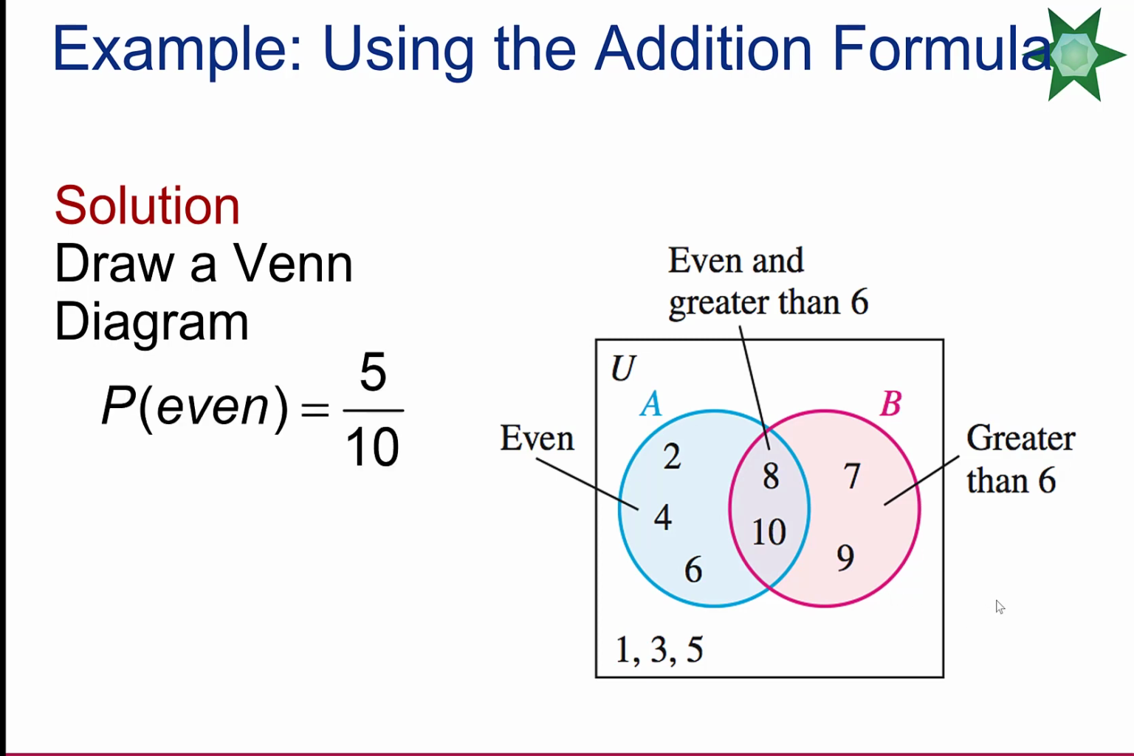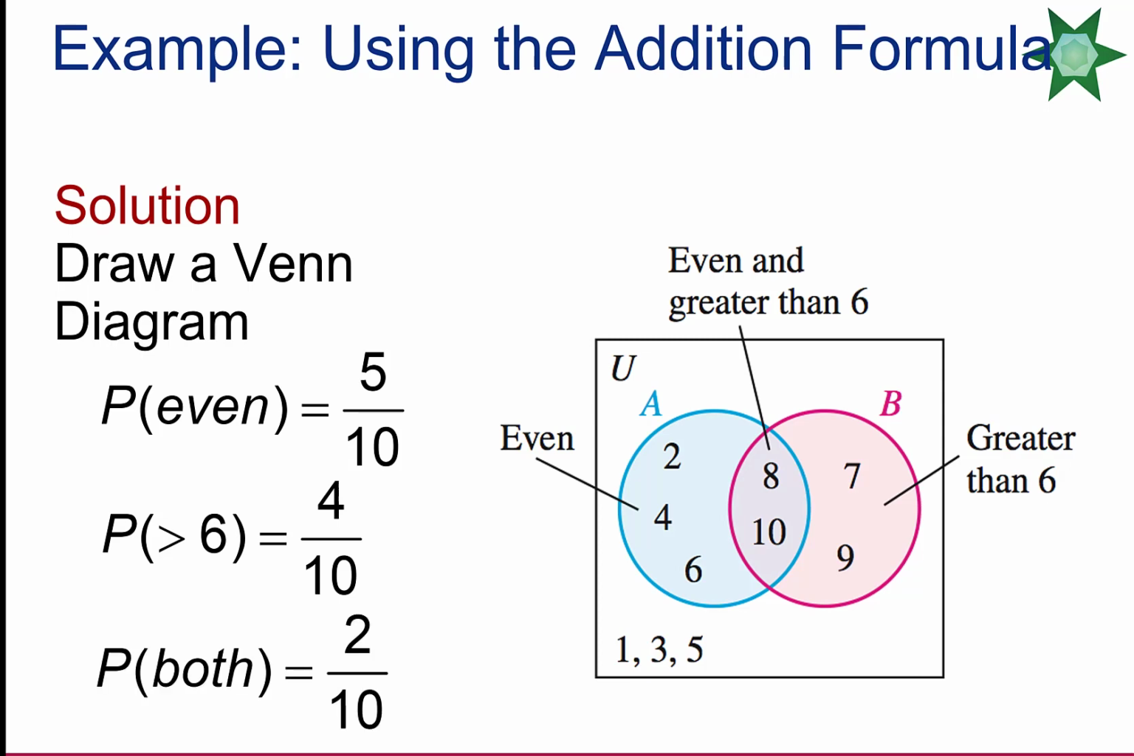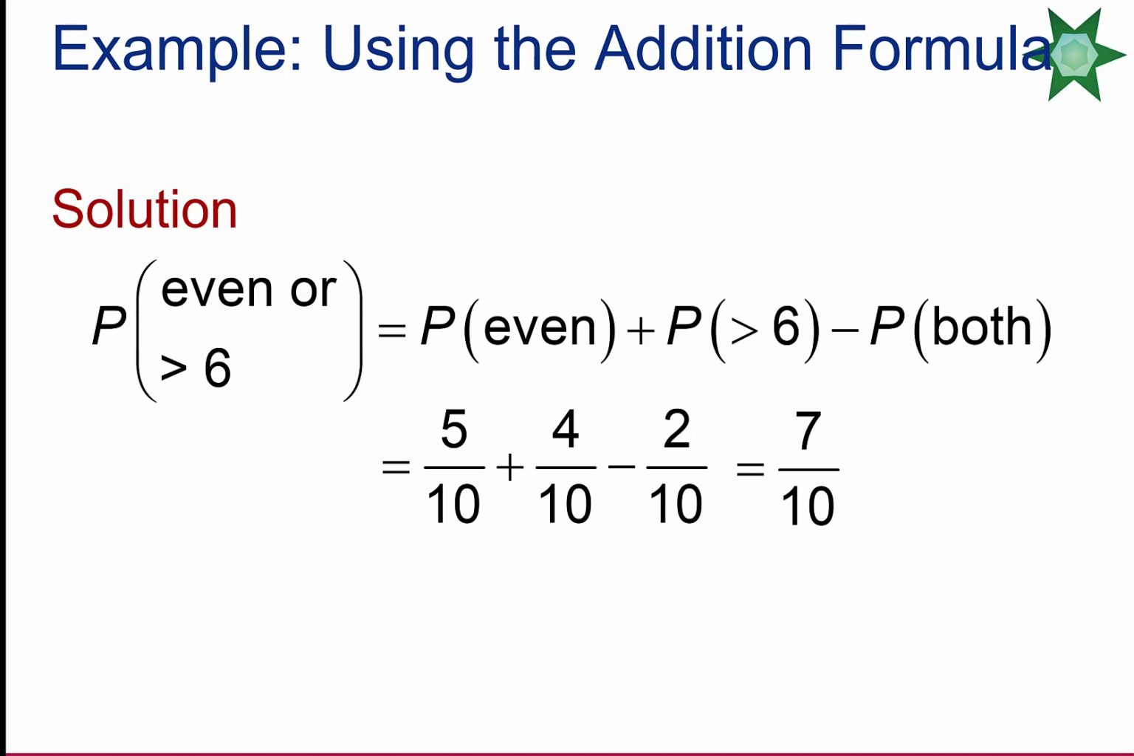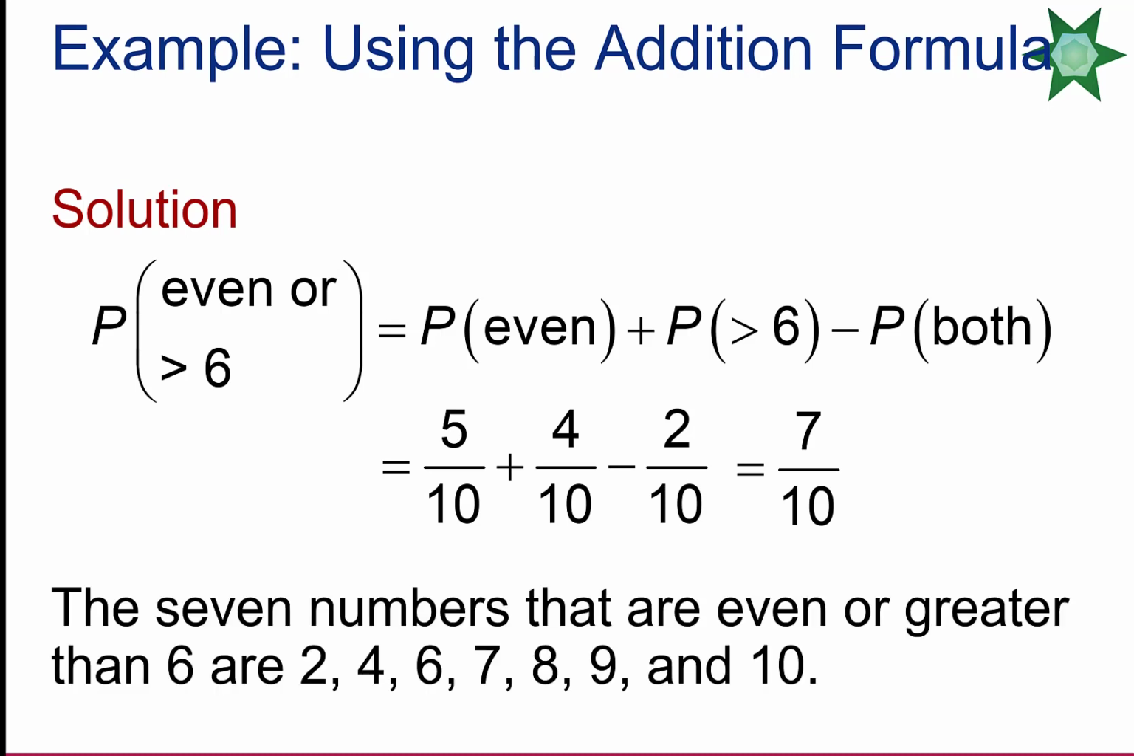And we can find our probabilities now. The probability of being even, we notice there's 5 numbers in there, so that's 5 out of 10. The probability that the number is greater than 6, there's 4 numbers in set B. And the probability of being both even and greater than 6 is 2 out of 10. And we can go ahead and put those fractions into the formula, and we find the probability of selecting a number that was even or greater than 6 is 7 out of 10. And those numbers are 2, 4, 6, 7, 8, 9, and 10.